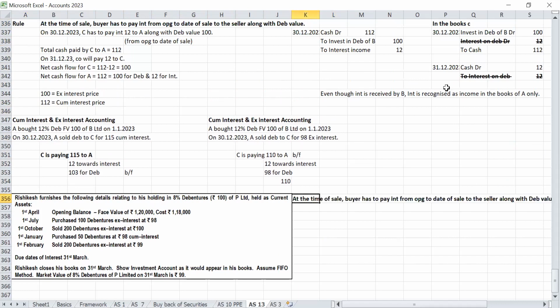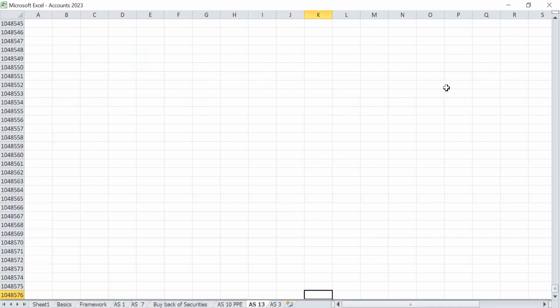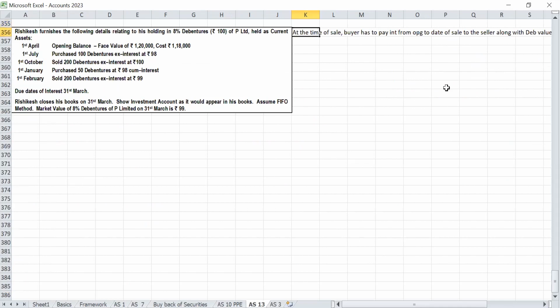Repeat the concept first. At the time of sale, the buyer has to pay the interest from opening to date of sale to the seller along with the debenture value. That is X interest and cum interest, sir. X interest means that is the face value of the debenture without interest. Cum interest means the interest portion is included in the debenture value, sir. Super.